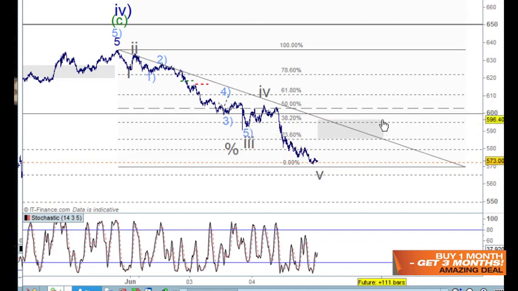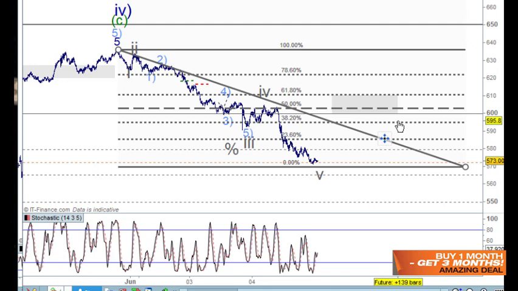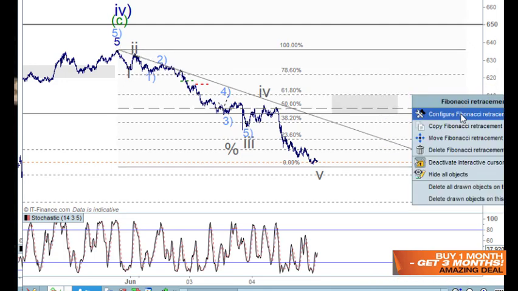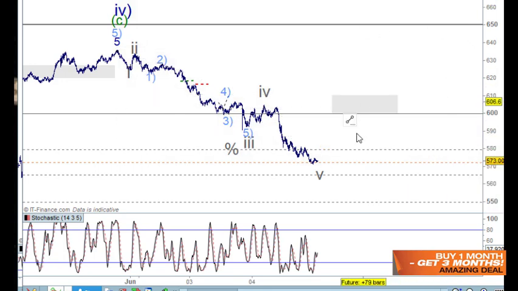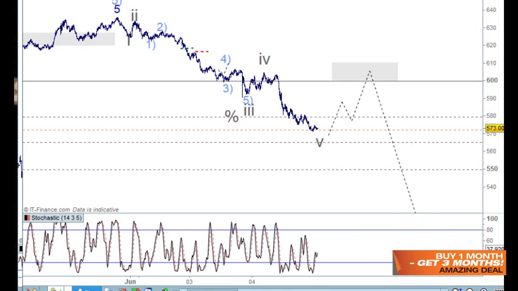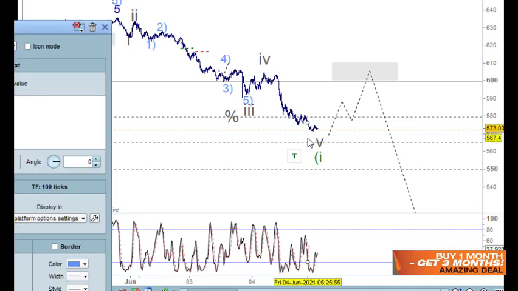Don't need this. We could use this, so that goes there. I'll leave it on the 600. So it is possible for this to have some sort of retest into this space and move down again from this point, because we could look at this here now as wave 1 and wave 2.